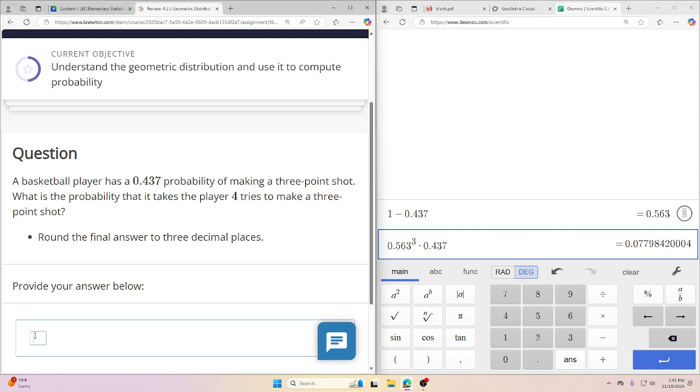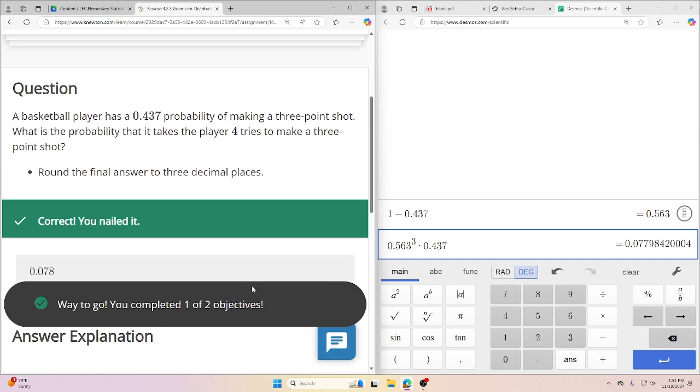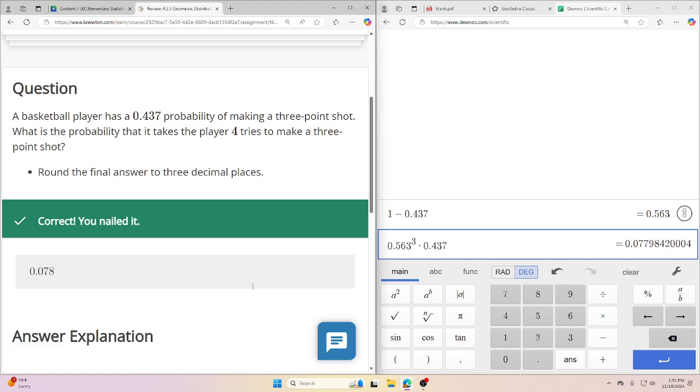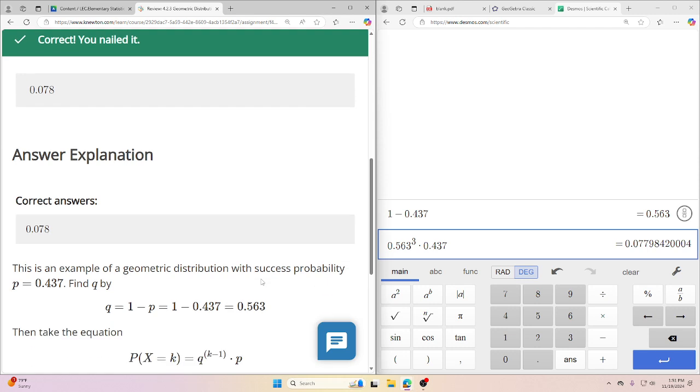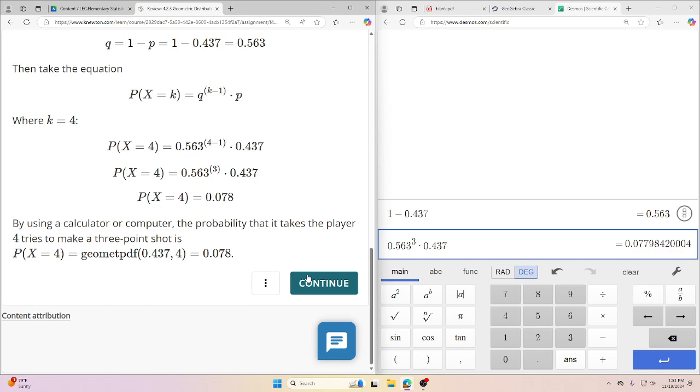So, 3 decimals. Here we go. 0, 7, 8. Hit it? Okay, cool. There you go. So if there's 2 different numbers, if there's only the one number, I think you just divide it. So 2 numbers on geometric, formula. 1 number on geometric, just flip it.